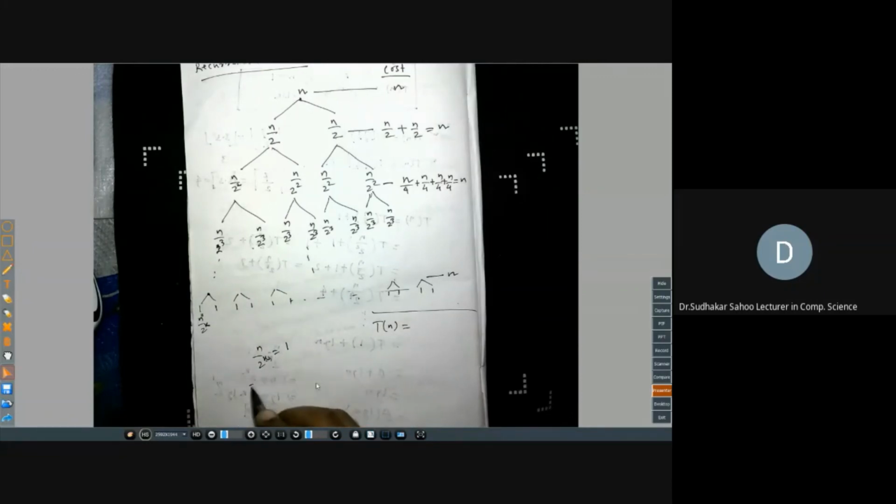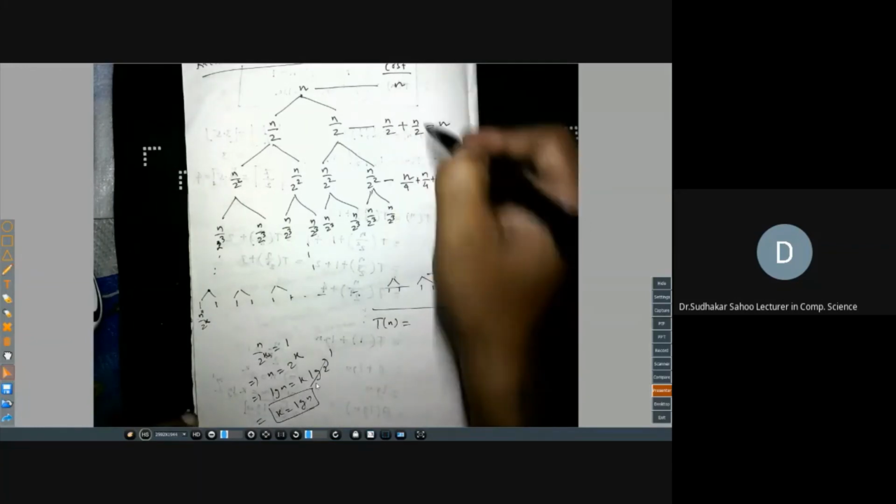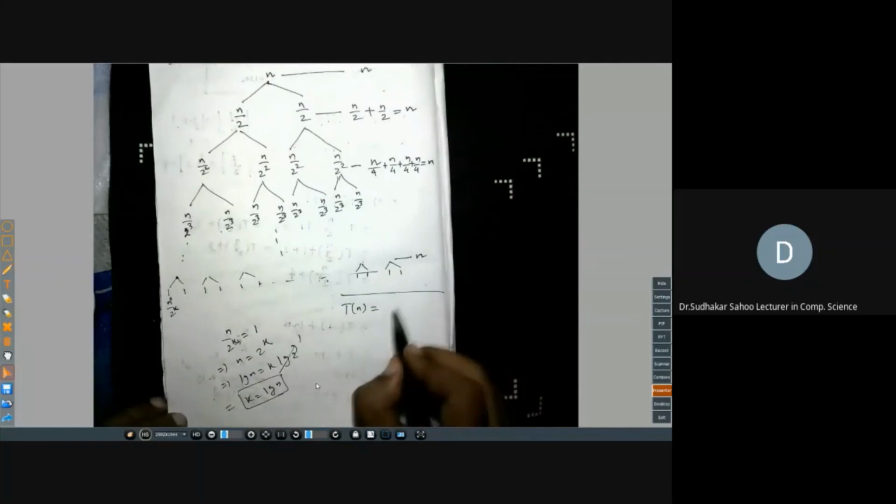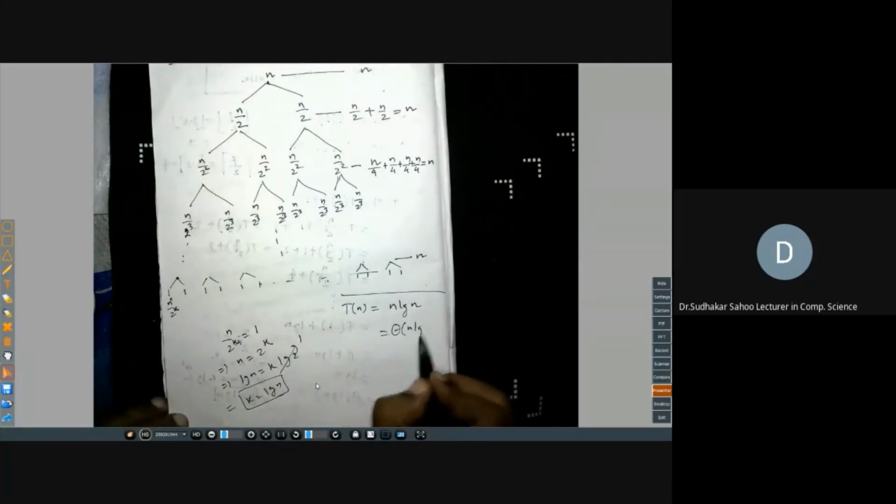Again, the same: 2 to the power k equal to n, and take log on both sides. log n equals k log 2. Log 2 base 2 is 1. So k equals log n. So n plus n plus n, k times, this will be n log n, which is theta of n log n.